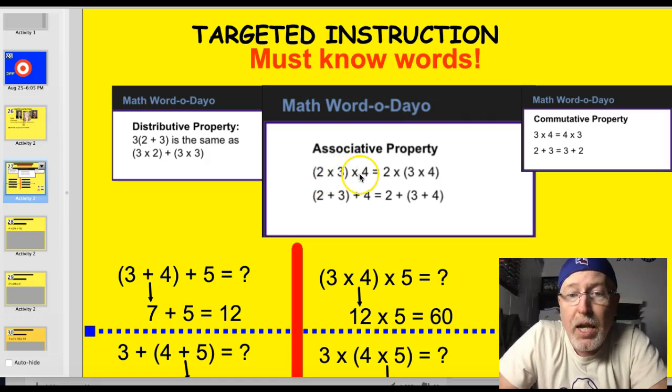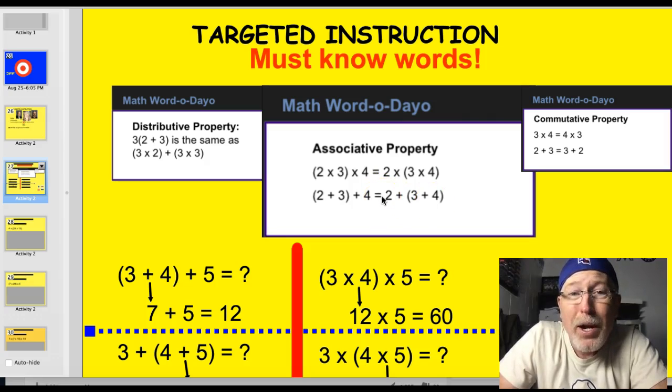2 times 3 times 4, and you do the 2 times 3 first, or you can switch it and group and do the 3 times 4 first. It just doesn't matter. You're going to get the same answer. Here, 2 plus 3 plus 4. You could do 2 plus 3 first, or you could do 3 plus 4 first. They're going to be equal.